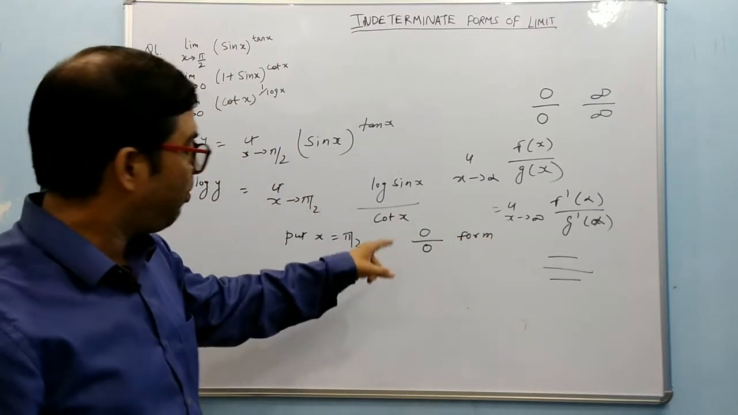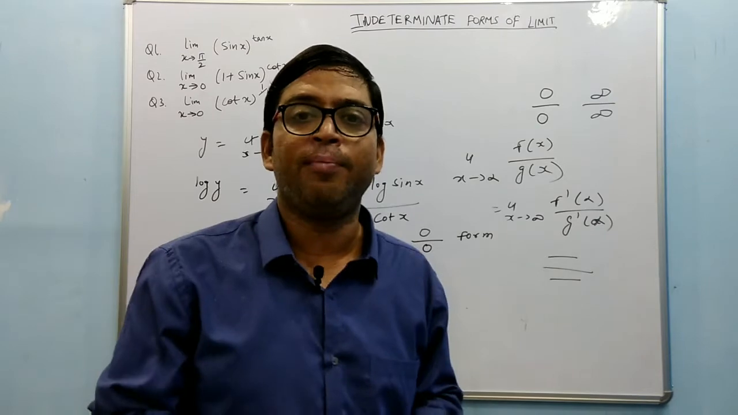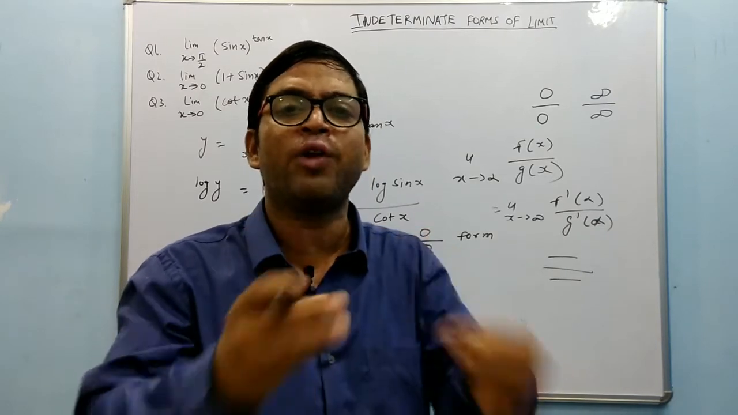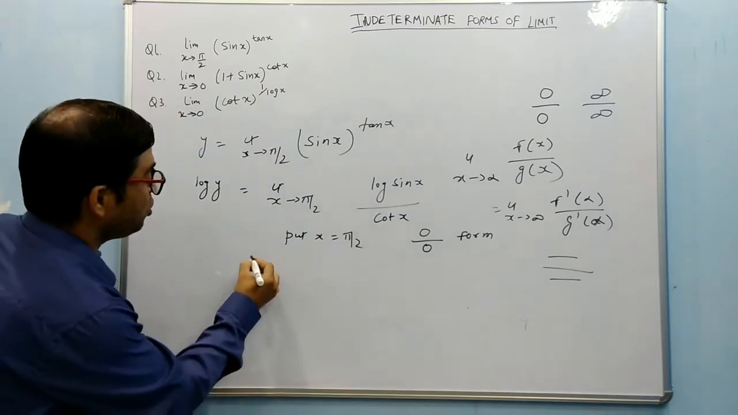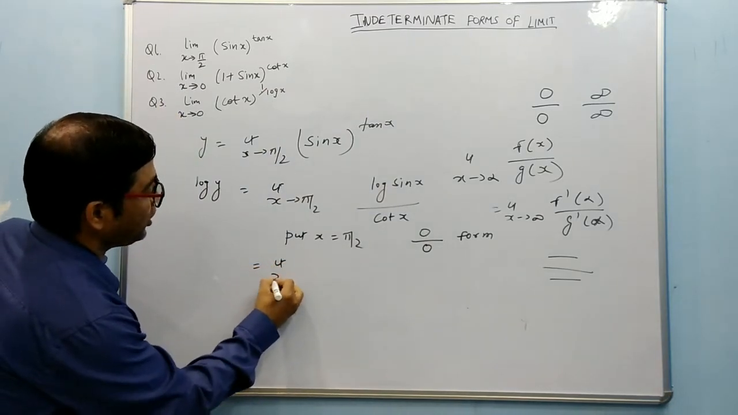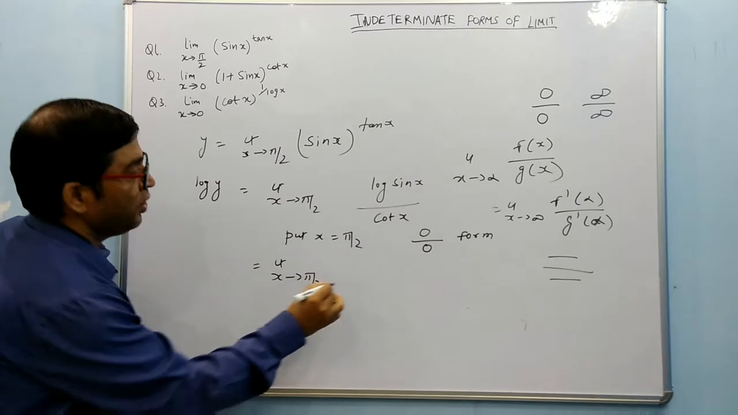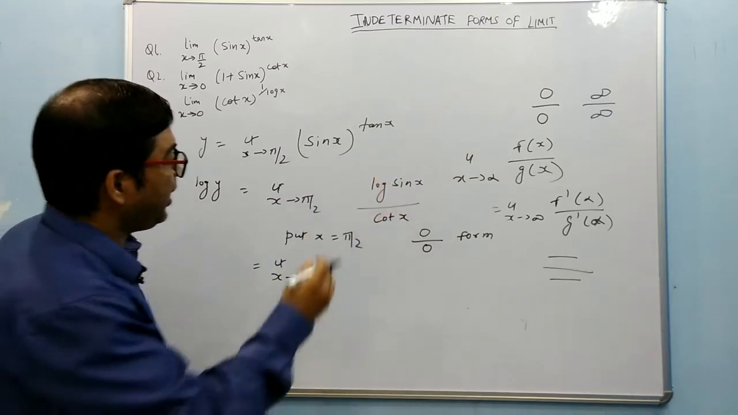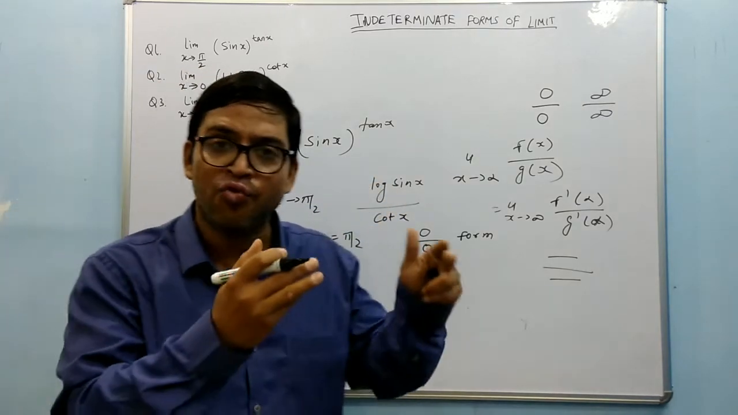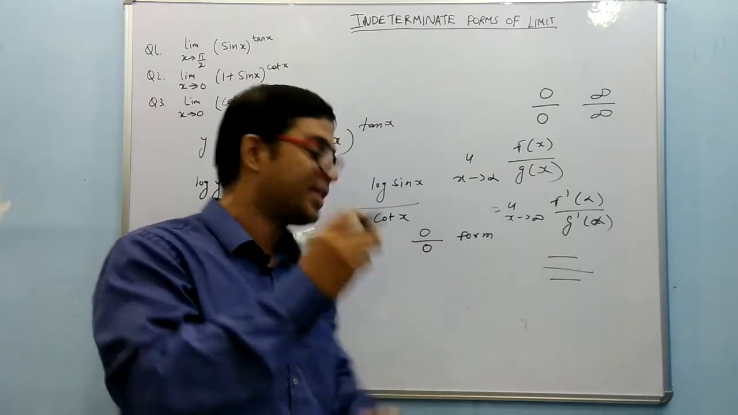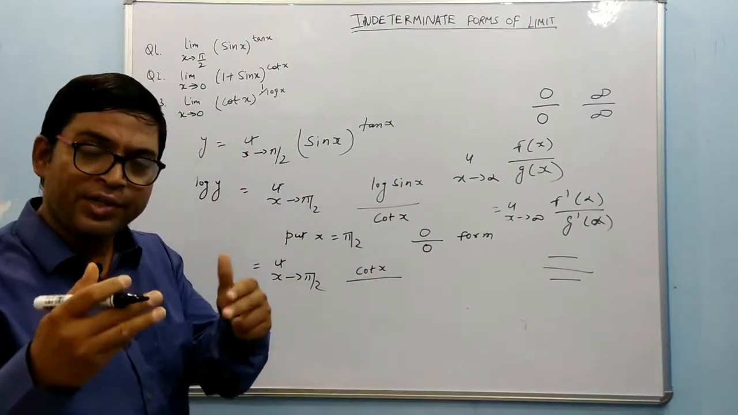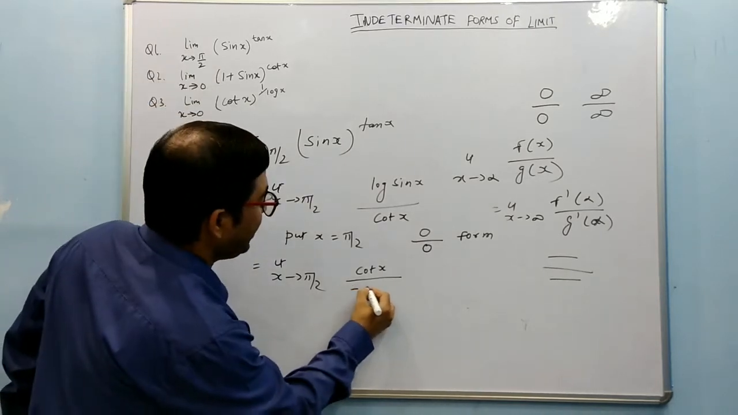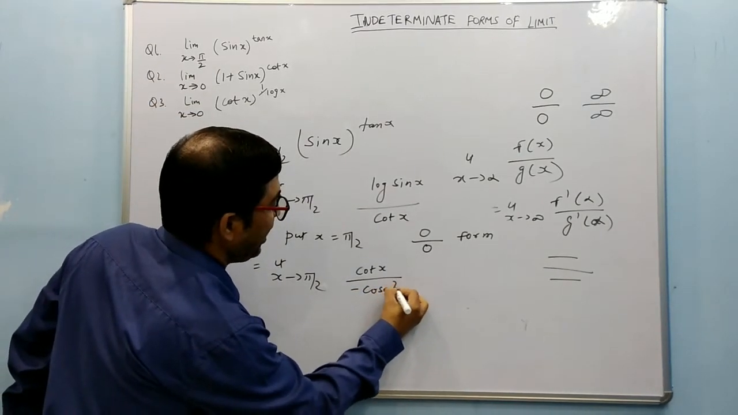Once it is coming in 0 by 0 form or infinity by infinity form, you are authorized to apply L'Hospital rule. So it is in that format. You just go for application of L'Hospital rule. You just differentiate the numerator, log sin x. It is 1 by sin x into cos x. So that is cot x. By the differentiation of cot x, which is minus cosec square x.